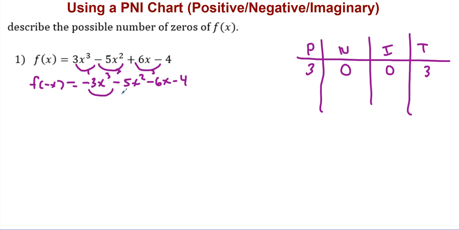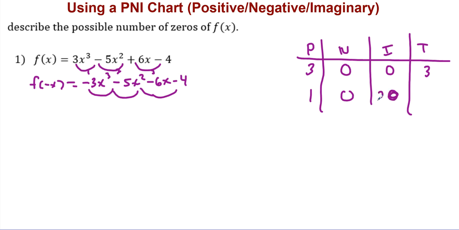We have no sign change, no sign change, wait a second, oops, I might have done that wrong, and no sign change. No sign change. Yep, no sign change. So we can have 3, 1, and that's it. We can't subtract another 2 because you can't have negative. All right, so we're going to have 0 imaginary.